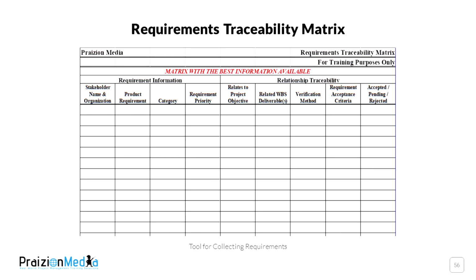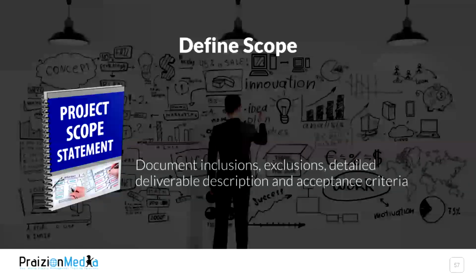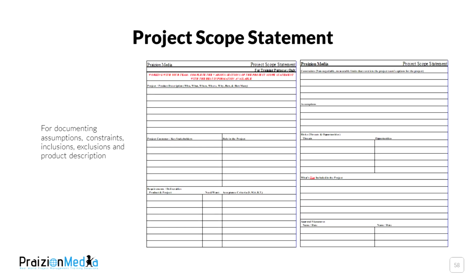Next process is called define scope. In define scope, this is where we are defining the work that must be accomplished to achieve the requirements that we've just identified. We come out with a document known as a project scope statement. And within the project scope statement, we have inclusions, exclusions, deliverable description, and the acceptance criteria for the project.